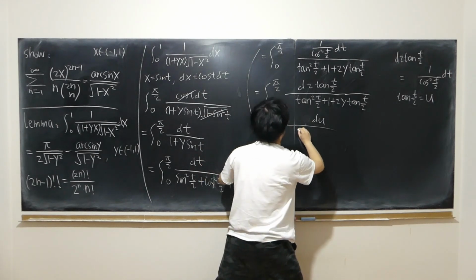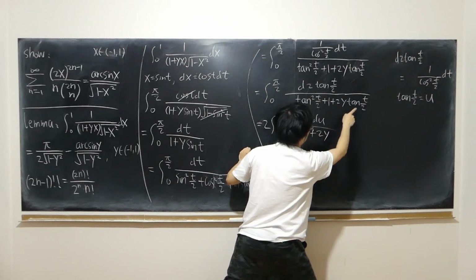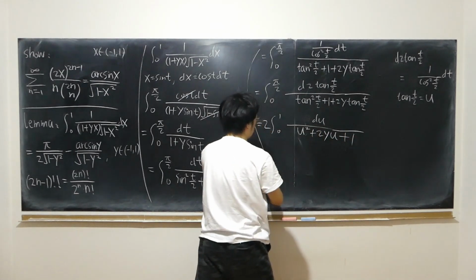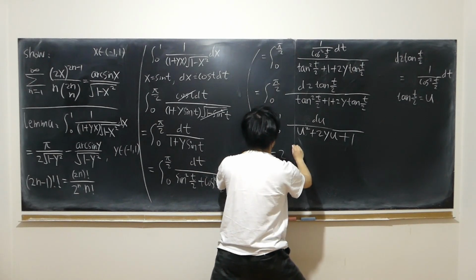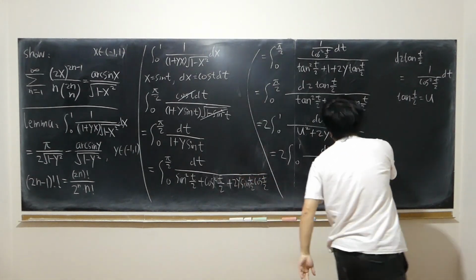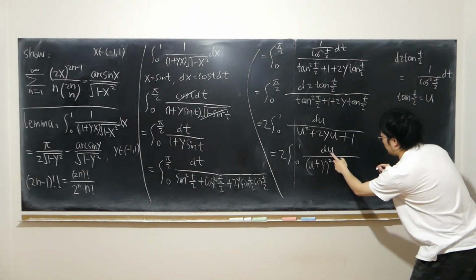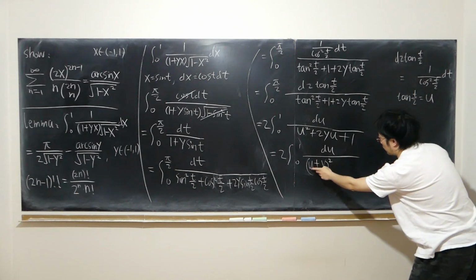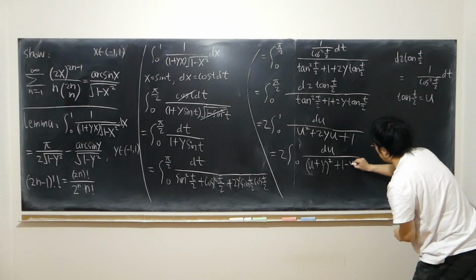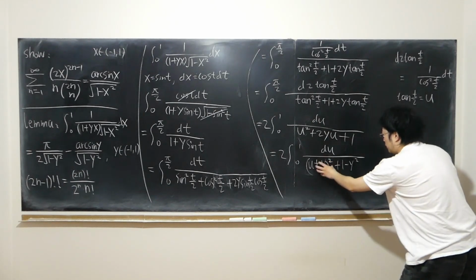The bottom becomes u squared plus 2y times u plus 1, treating y as a constant. Completing the square, that becomes 2 times the integral from 0 to 1 of du over (u plus y) squared, because this comes out to be u squared plus 2yu plus y squared, so I just subtract y squared: plus 1 minus y squared. Then this should be easy to integrate.